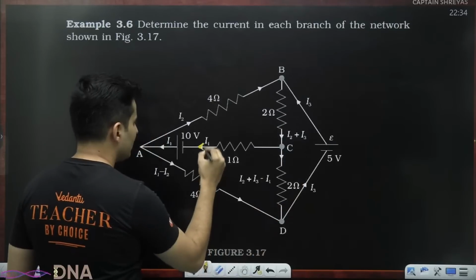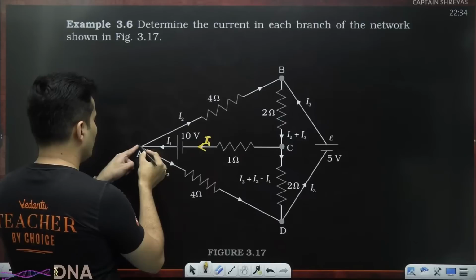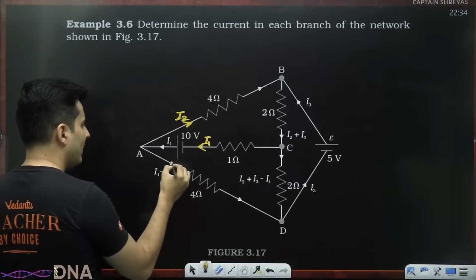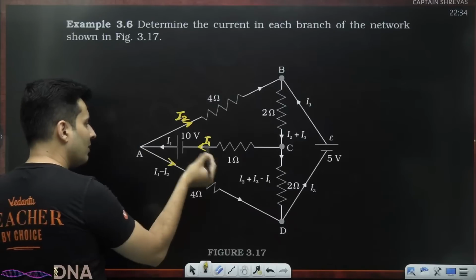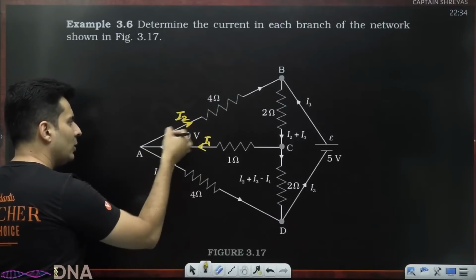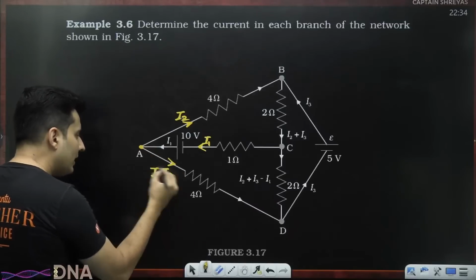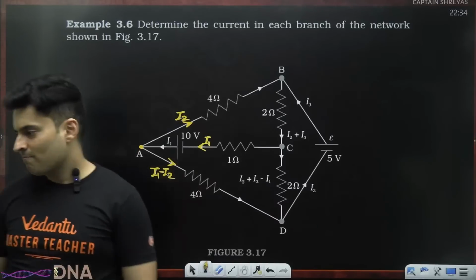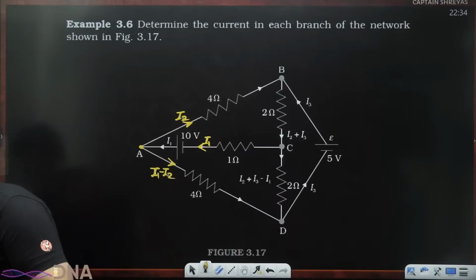Just check this out. Some current I1 they have assumed over here. This current will go here. Some of it will go here. Some of it goes here. How much will go here? Think about it. If some of it goes here, how much will go here? The remaining. I1 has come in. I2 is going out. So naturally this will be I1 minus I2. Which law did you use here? Subconsciously, Kirchhoff's current law. Currents coming in, currents going out must be the same.